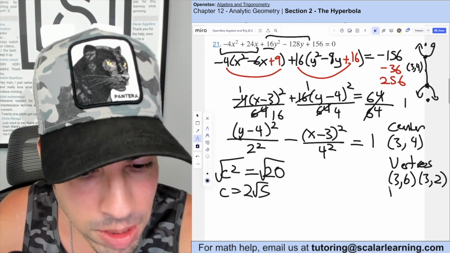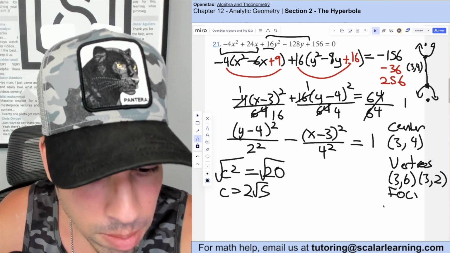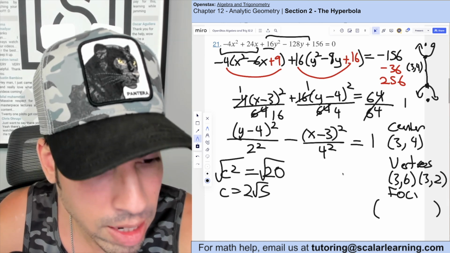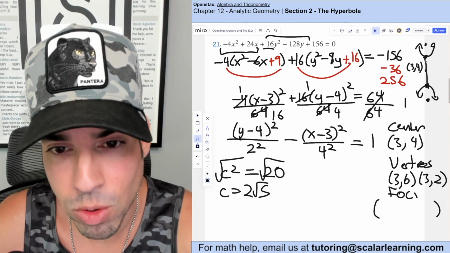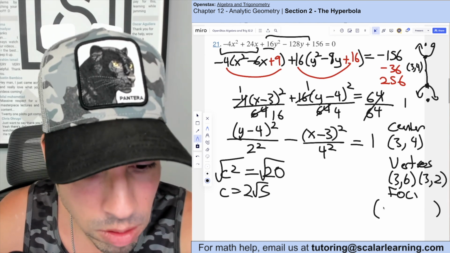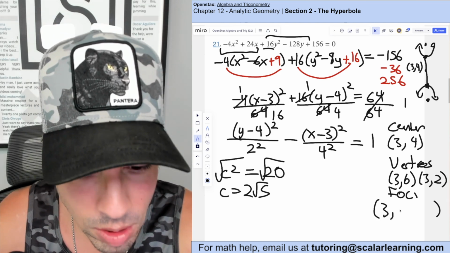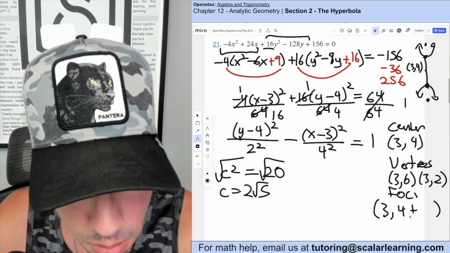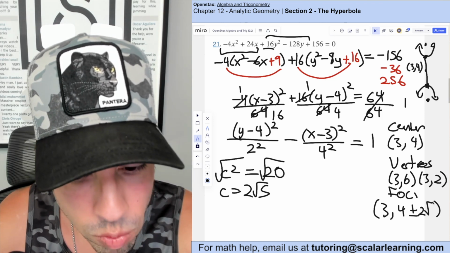Okay, so that means the foci then can be written, and we can kind of consolidate it. And again, since it's going up and down, the c value is going to affect the y. So we know the 3 stays as is, and then we take that 4 plus or minus 2 rad 5.